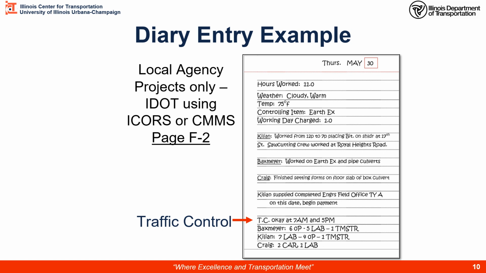Here we have the hours that were worked, we have the weather, controlling item, did we charge or not charge a working day and why, contractors that are on site, what they're working on and their locations. Here we have our traffic control checks. Traffic control was okay at 7 a.m. and 5 p.m. Here's the breakdown of the labor crew showing the potential for progress on their production.